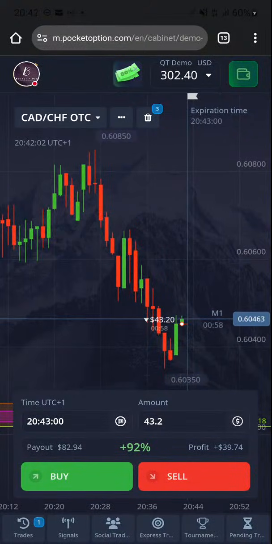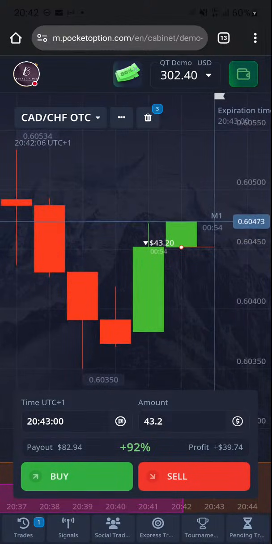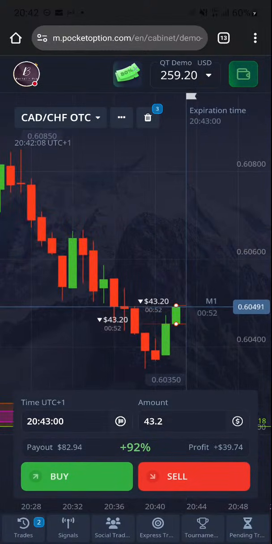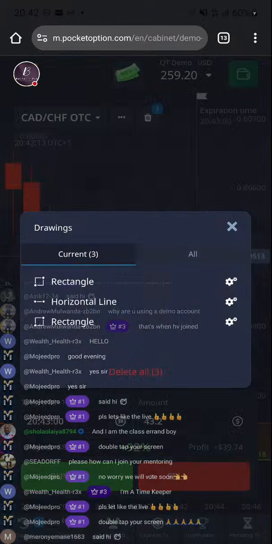Let's go with the sellers here. I'm expecting the sellers to come in here, though I should have waited for a confirmation, but I'm taking another one here because we have this week on week.